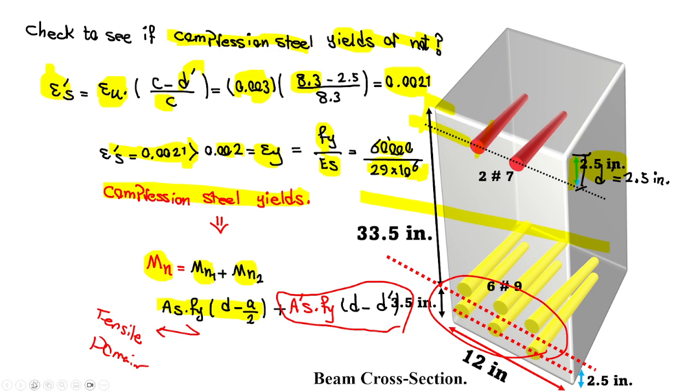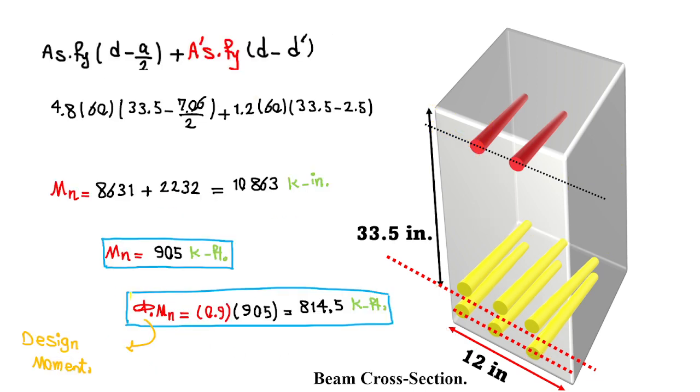The zone which is the compression steel, As prime, because it's already yielding, which is the steel. So it just gives you As is equal to the first moment plus this one, second this one, just gives you Mn equal to this equation, in inches. If you want, that's 905.3 times phi Mn. Design moment is just phi times that number, 0.9.